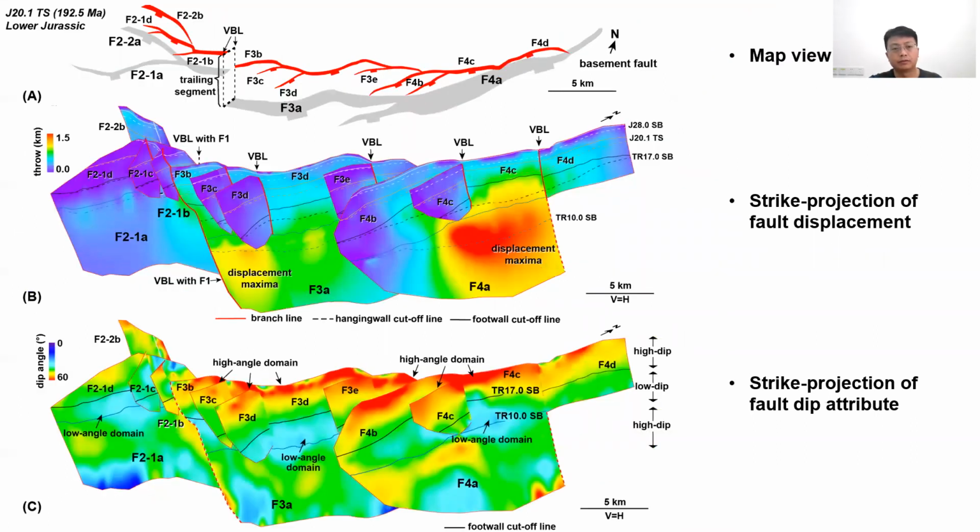So for F2, F3 and F4, we calculated displacement. It shows a similar observation, with maximum displacement at the Triassic level, and then upwards is dominated by fault segmentations, but the displacement is relatively lower. And also for the strike projection of the fault dip attribute, we show that the fault geometry changes at TR10 to TR17 again, which indicates that the mechanical stratigraphy has an impact on the fault geometry in 3D.